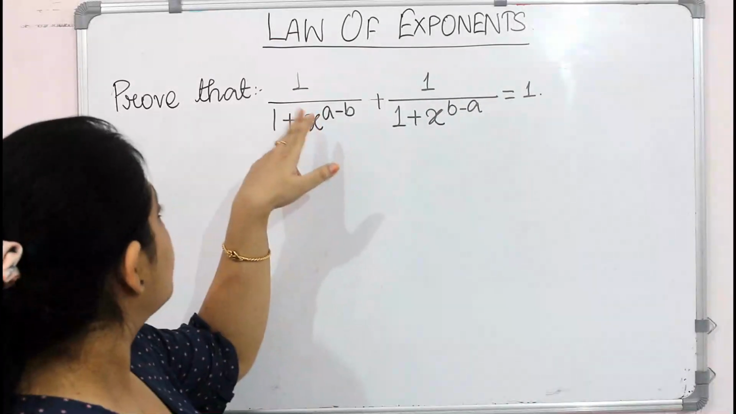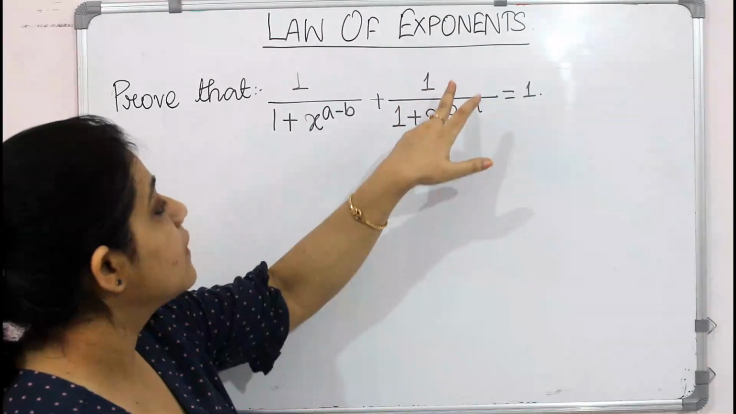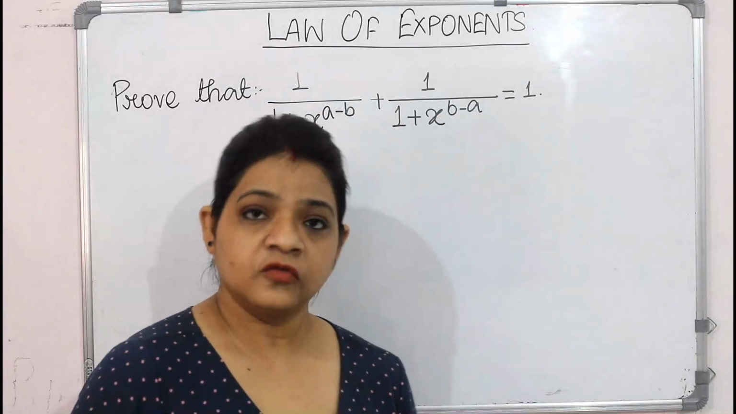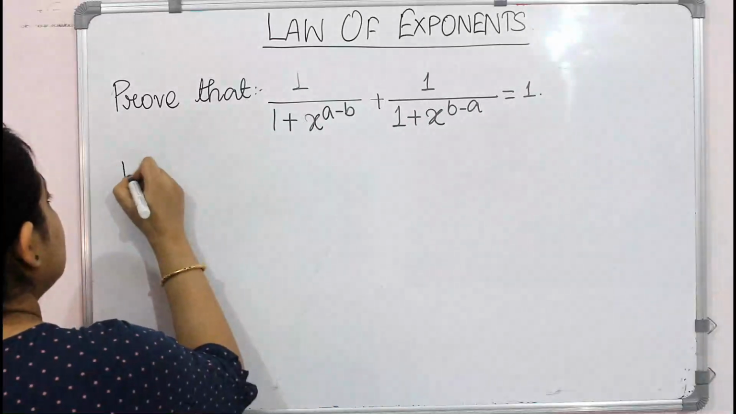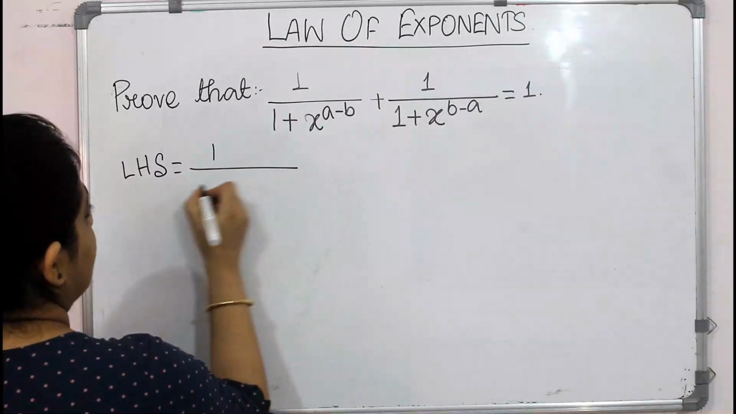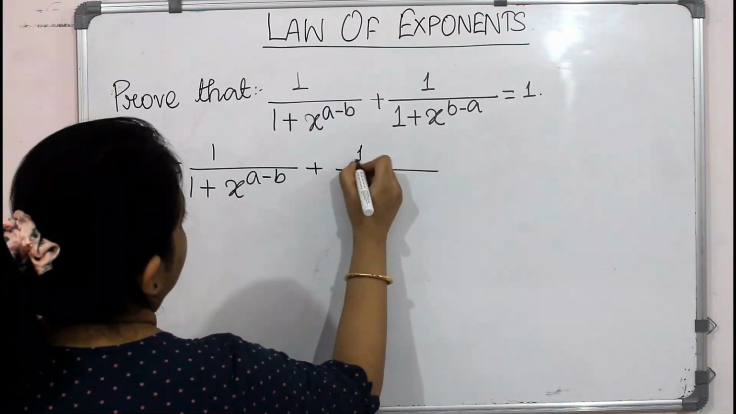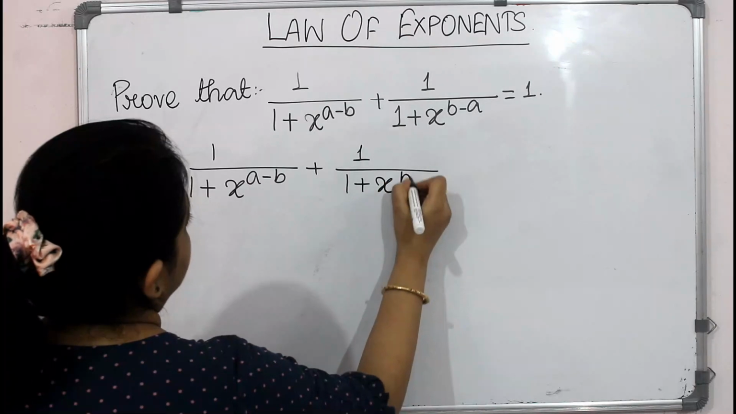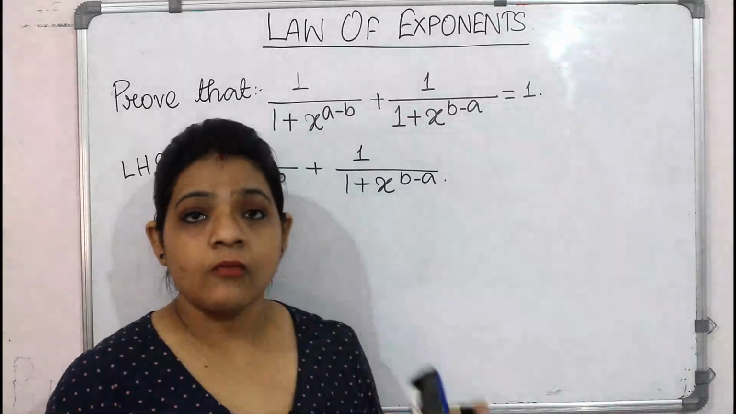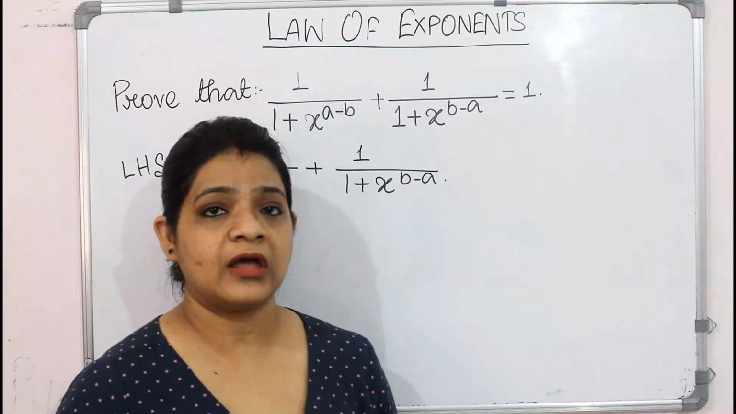The next sum is: prove that 1 divided by 1 plus x to the power of a minus b, plus 1 divided by 1 plus x to the power of b minus a, equals 1. So we will start with LHS and see whether it matches with the RHS or not. Okay, so 1 divided by 1 plus x to the power of a minus b, plus 1 divided by 1 plus x to the power of b minus a. Now you have to decide which formula will work here, from the law of indices.